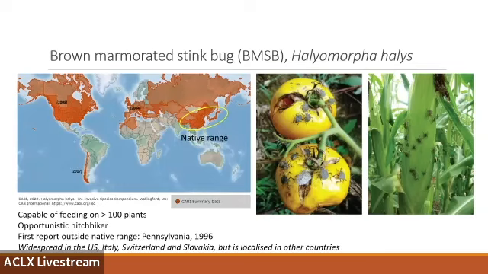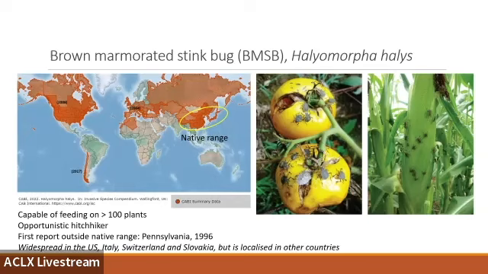So the focus of my work today is the brown marmorated stink bug, or BMSB. BMSB is native to East Asia, including China, Korea, and Japan. It is a highly invasive agricultural pest. It's capable of feeding on more than 100 plants, including economically important crops. It is an opportunistic hitchhiker, and a large number of adults can aggregate in shipping containers and imported food and wood. It was first reported outside its native range in Pennsylvania in 1996, and since then it has spread into other parts of the US and also into other countries.